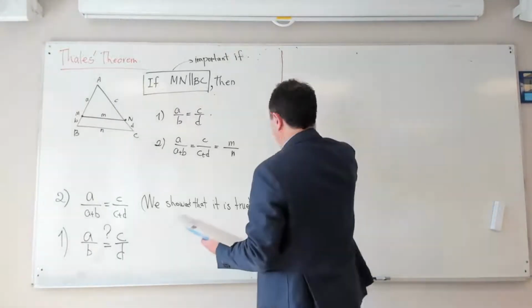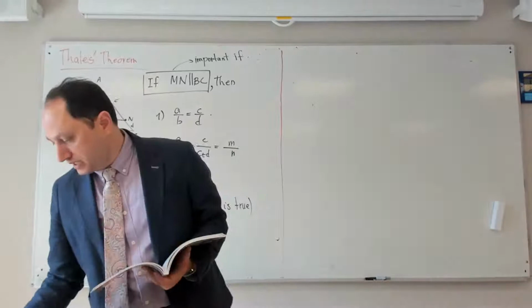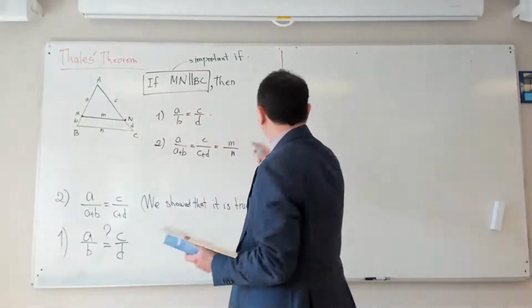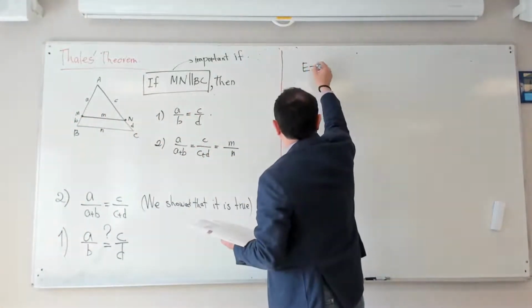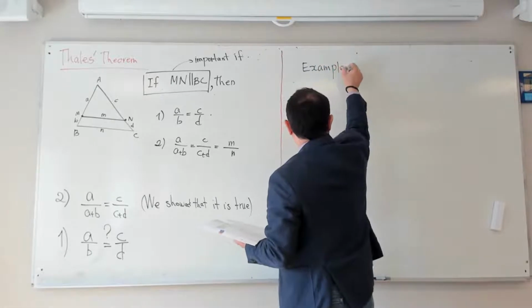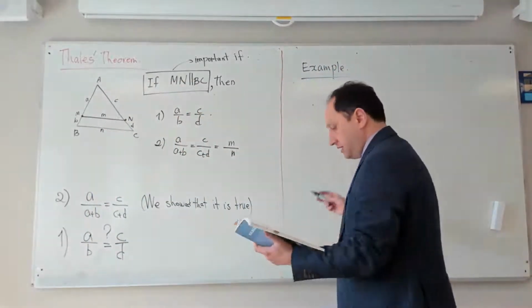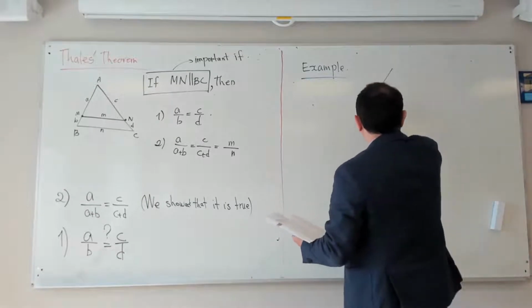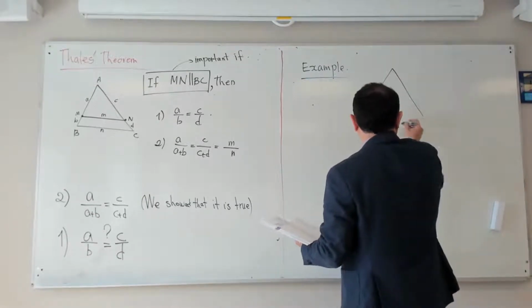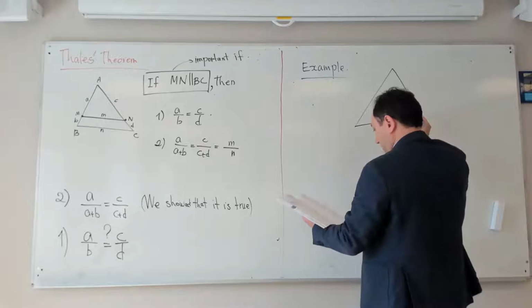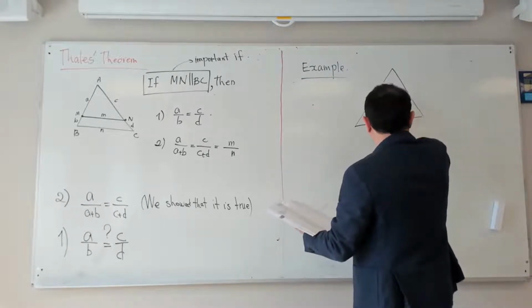So for example, let me write an example here. I just chose it exactly from the book. I just draw the picture here. So this picture is given to you in the book. This is an example, not an exercise. It's just an example in the book.